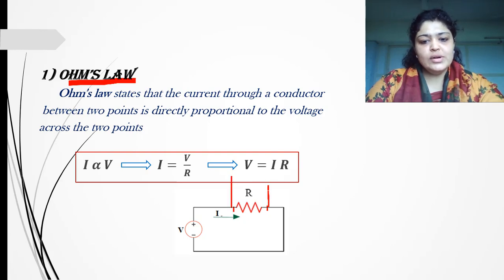If you measure the voltage V across these 2 points, the current flowing will be directly proportional to this voltage. So we have I proportional to V, which implies I is equal to V upon R. How? We define a proportionality constant. We remove this proportional sign and we define a proportionality constant which we call resistance. So that is the reason we get this relation V is equal to IR.